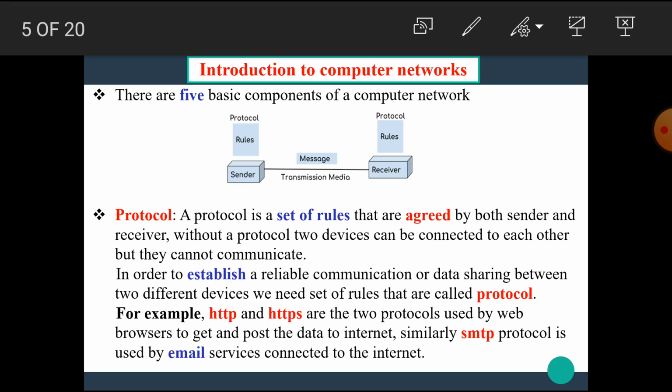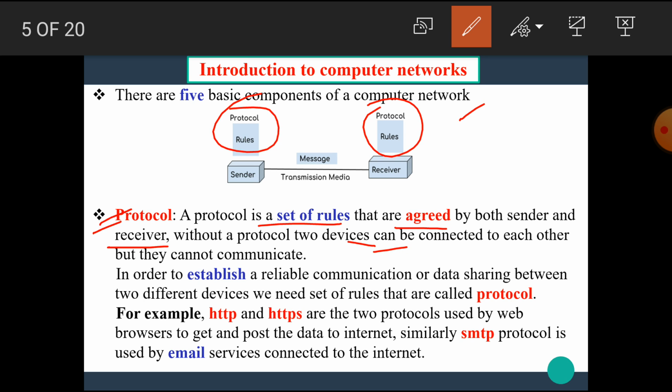The last parameter is the protocol. This is the very important part of the computer network. A protocol is a set of rules that are agreed by both sender and receiver. Without a protocol, two devices can be connected with each other, but they cannot communicate.